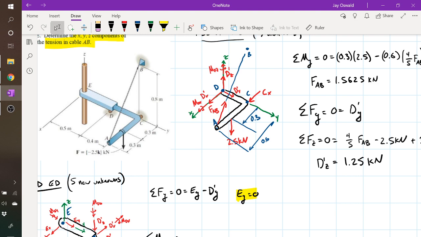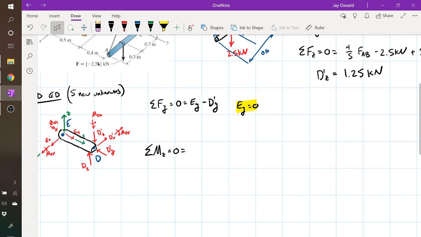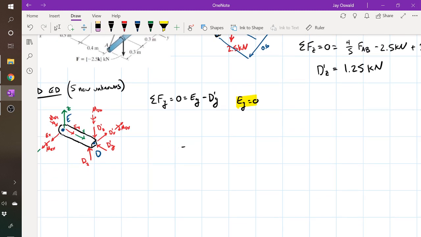Actually, let's think about that. What are the moments about the x-axis? Let's do that one first. Well, let's do what you just said. So let's not do too much in our head.